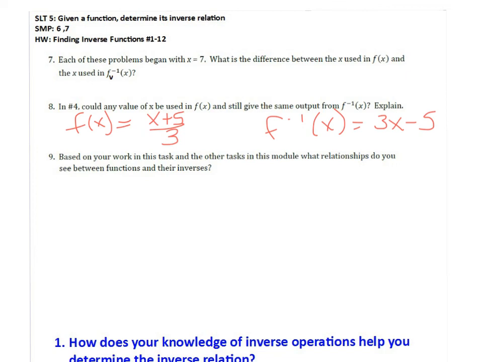So now that we're at the end of the classwork, you can use the remaining time in class and you can start this homework in your packet.